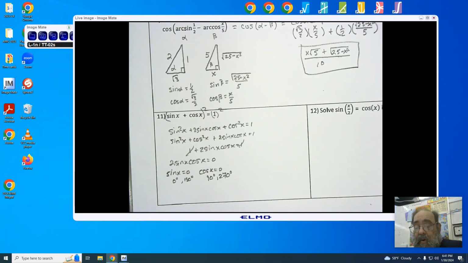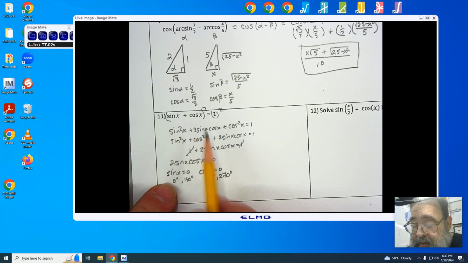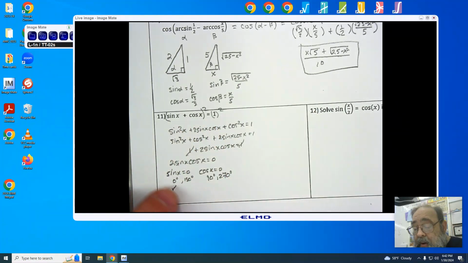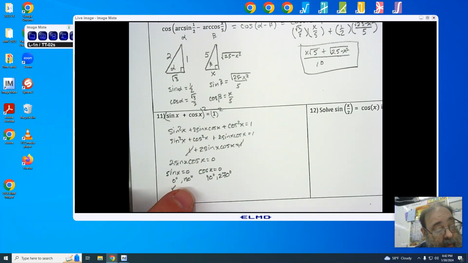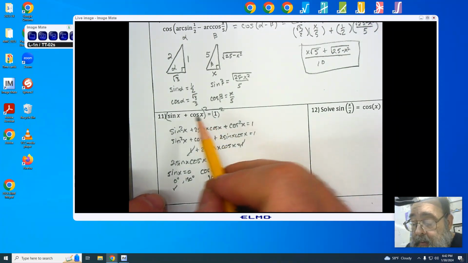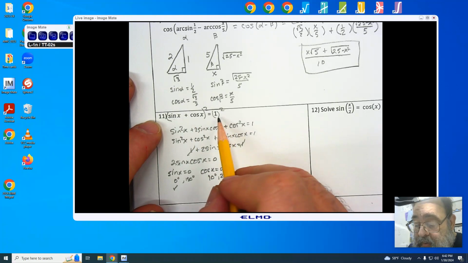Now notice, when I plug in the 0 for my sine and the 1 for my cosine, I end up getting 0 plus 1 equals 1. That is a valid solution. If I plug in 150, the sine of 150 is going to end up being a positive 1/2, and the cosine of 150 is going to be a negative 1/2. Hang on a minute, let me double check that. I want it to equal 1, not 0. So let's check this again. That was 0 plus 1 is 1, that checked.